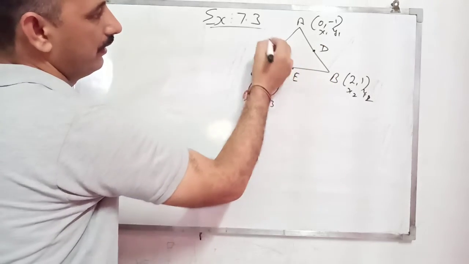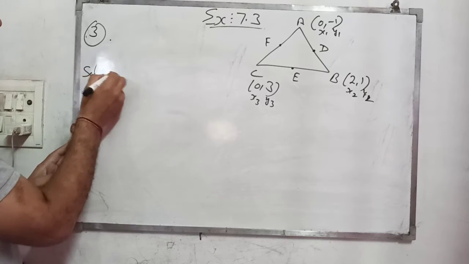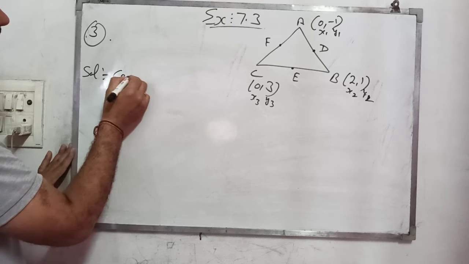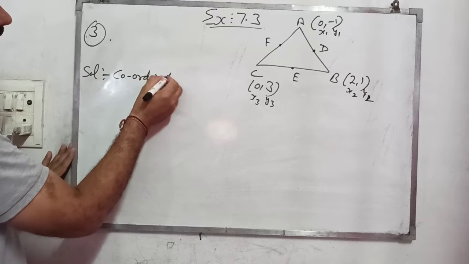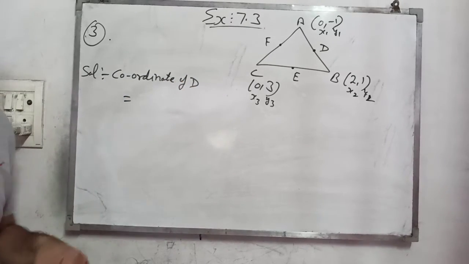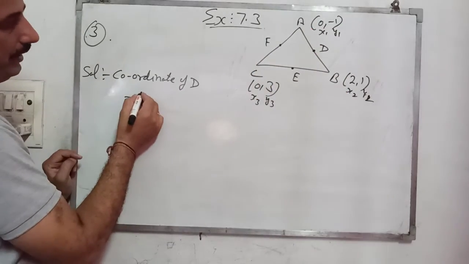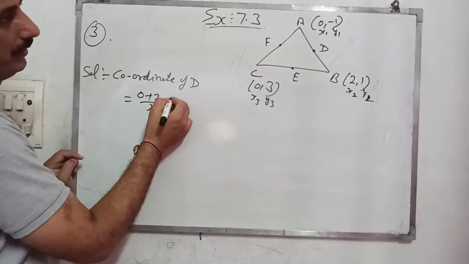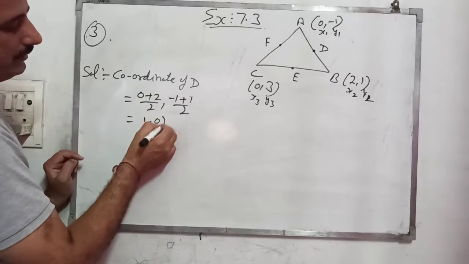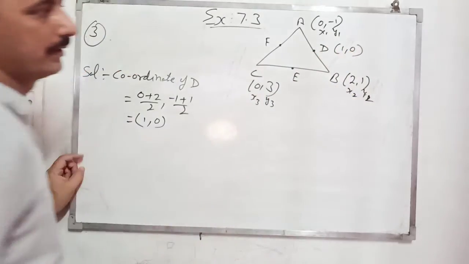D, E, F. So find the midpoint of AB. First find the midpoint of AB, the coordinate of D. For the coordinate of D, we can use the midpoint formula. Midpoint formula means (x1 plus x2) divided by 2. That is 0 plus 2 divided by 2, and minus 1 plus 1 divided by 2. So you get 1 and 0. So that is the point (1, 0) of that triangle.